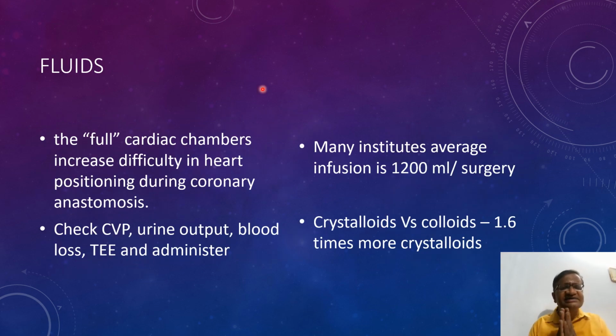Fluids, the full cardiac chambers. If the heart chamber is full, how can they operate in position and all? So that should be there. Many institutes average 1.2 to 1.5 liters per surgery. Crystalloids are better. Many don't use colloids, but prefer, if there is blood loss, to give PRBCs. So check CVP, urine output, blood loss, TEE, and administer IV fluids.